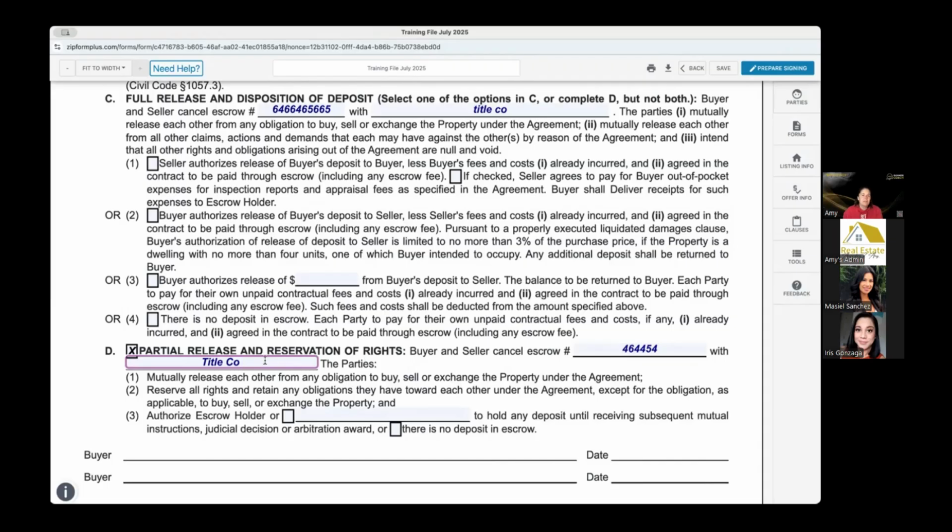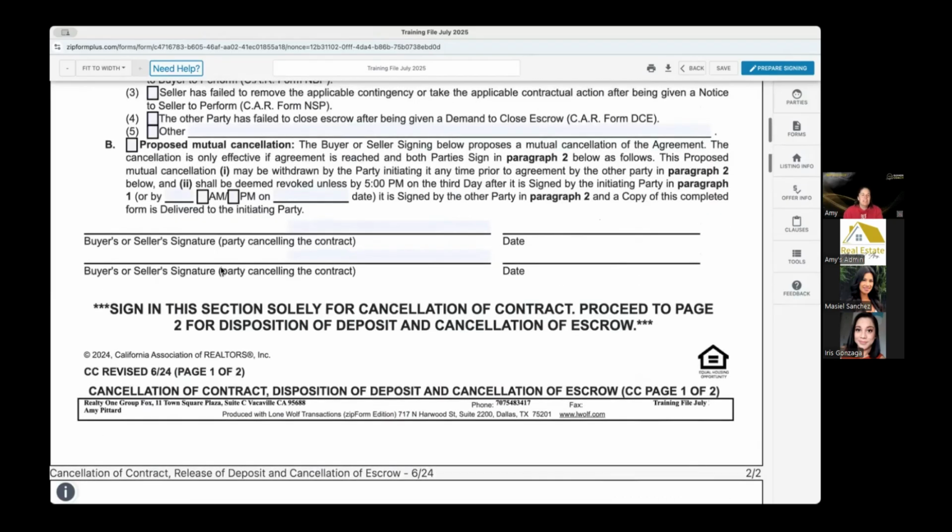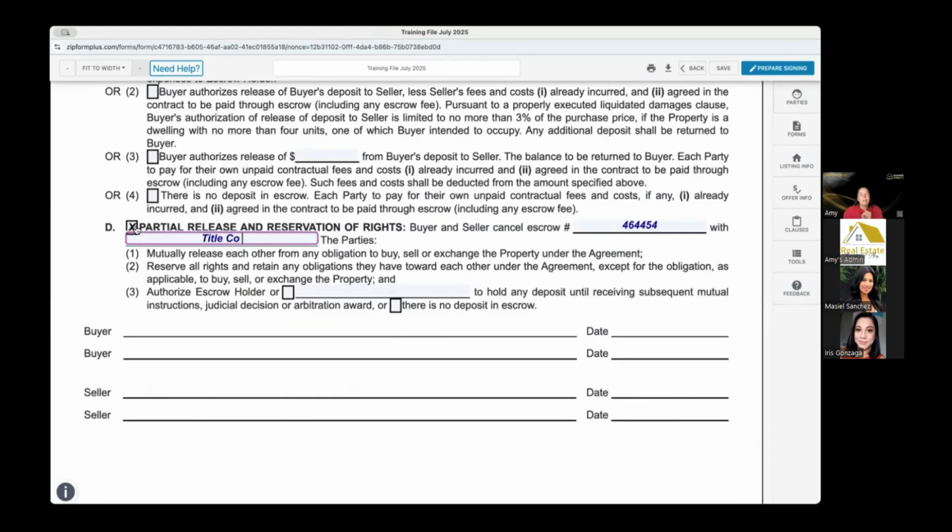So my buyer said, hey, we're canceling up here in section 1. And then section D here in section 2, the seller saying, hey, I'm going to allow you to cancel the transaction, but we're going to authorize the escrow holder to hold the deposit until they get mutual instructions regarding what happens with that deposit. Okay, that effectively cancels the escrow. It's canceled on both sides. We're all agreeing that we're not going to sell the property to each other or force the other person to buy it. Okay, but we're not agreeing what happens with that deposit. Okay, that's when we use section D. Any questions about your cancellation of contract?